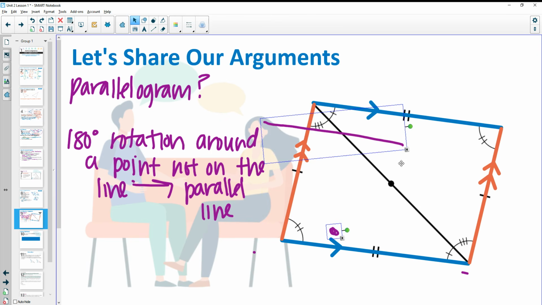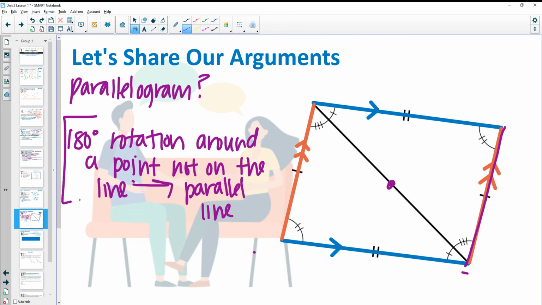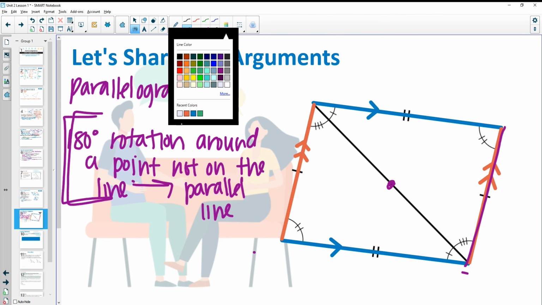Let me lock these together so they quit coming apart. All right, so when we rotate that 180 degrees, we create another parallel line. So we've got both of that. So that's one way you could have talked about it. Okay, so there's one option.